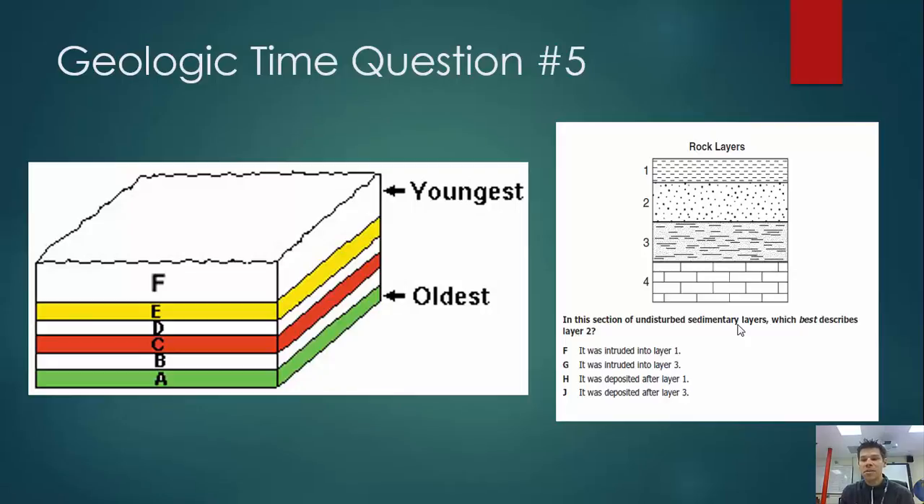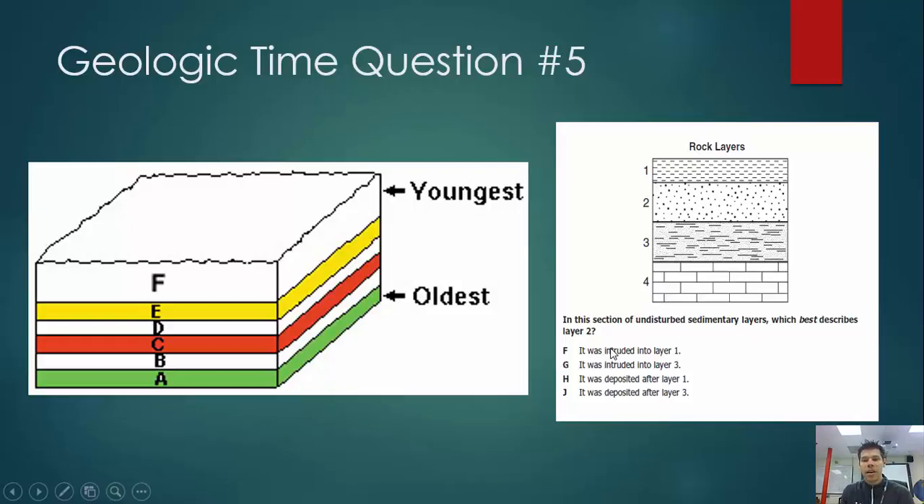So in these undisturbed sedimentary layers, which best describes layer number 2? What do we know about layer number 2? We know layer number 2 is older than number 1 because it's underneath it. So number 2 had to have already been here before rock layer number 1 was formed. We also know layer number 2 is going to be younger than layer 3 and layer 4.